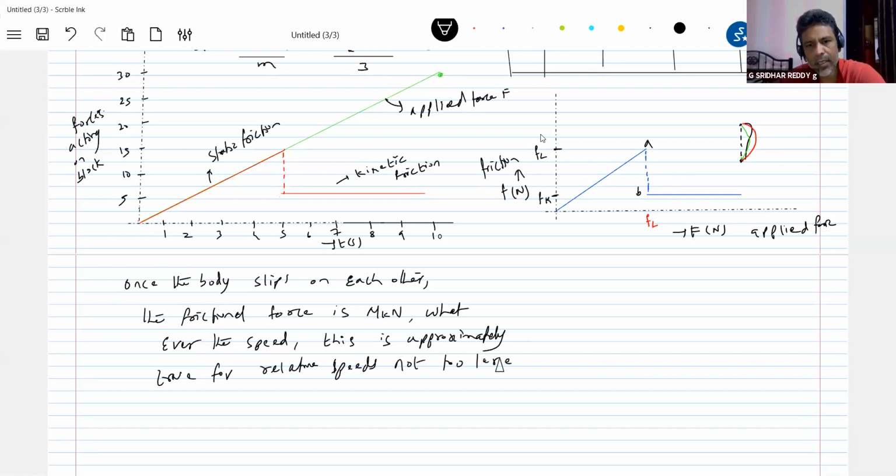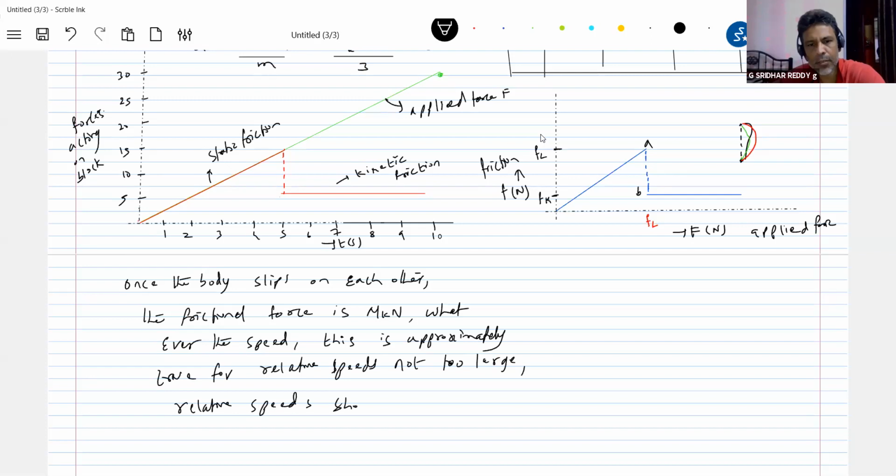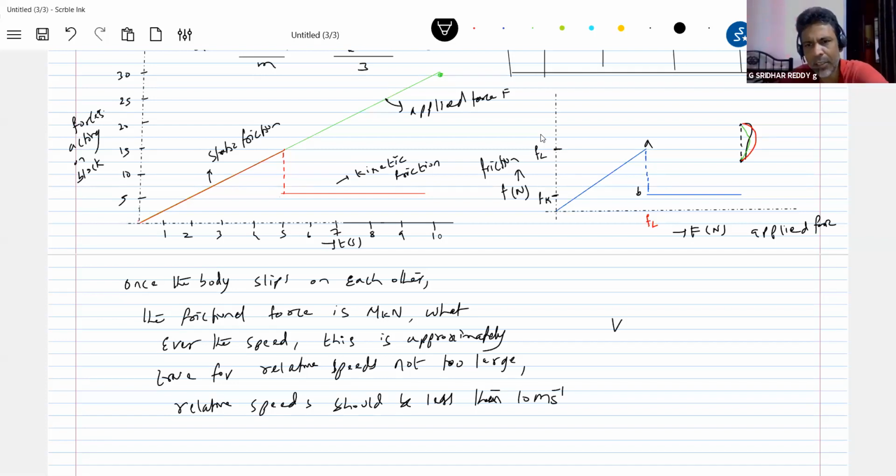The 10 meter something you said? Yes, sir. The condition is relative speeds should be less than 10 meter per second. There is some practical basis. We don't have any intuition for 10 meter per second, so convert this into kilometers per hour. Shall I do one thing? 1000 is here.